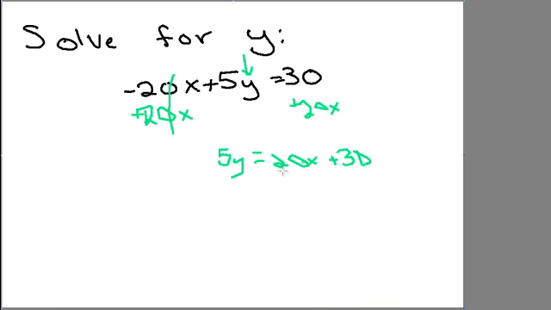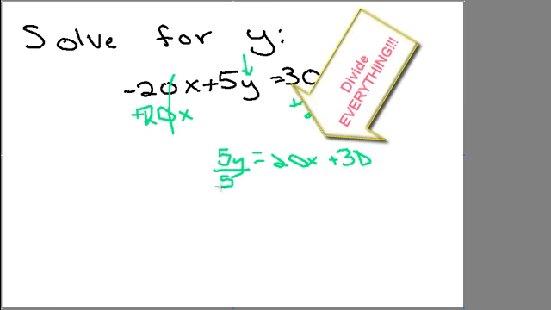Okay, so now we're almost done. We just need to get this y all by itself, so that means we need to get rid of this 5. It's 5 times y, so to undo multiplication, I do division. I'm going to divide by the 5 because that's what I want gone. And I have to divide everything over here by 5, not just one of these terms. So these 5s cancel out. I'm left with y.